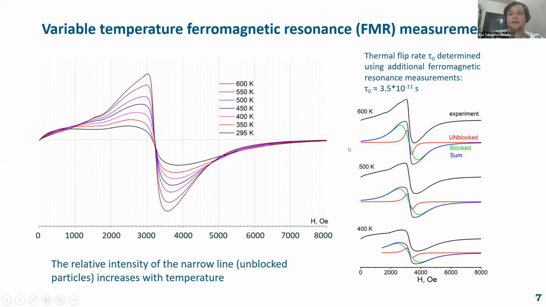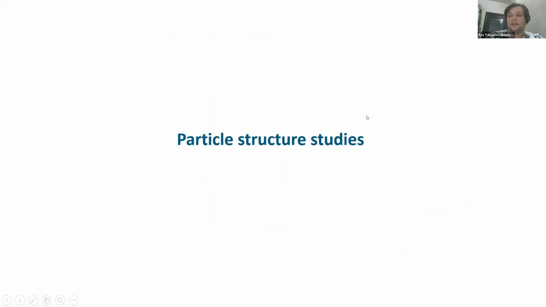So from these quantitative measurements, we have extracted the value of tau zero, the thermal flip rate constant, and then we were able to apply it to the Néel formula. So that was about the particle size distributions.